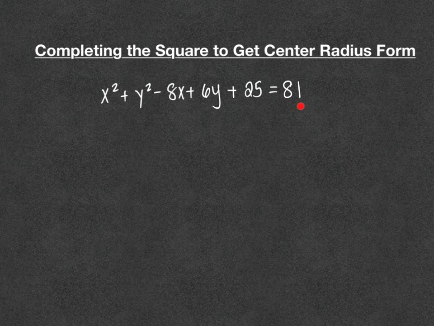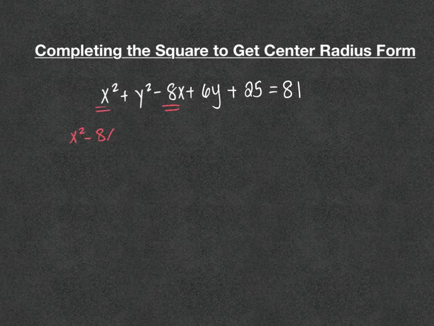They double distributed and they got this form. And now our goal is going to be to get that center radius form. And we need to complete the square to do so. So the first thing that we have to do is group the x's. So we're going to take these x values and put them next to each other.